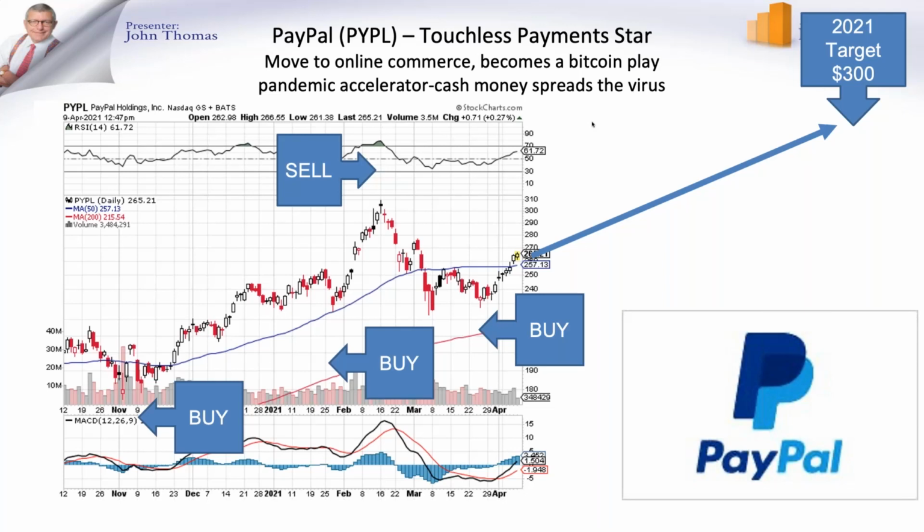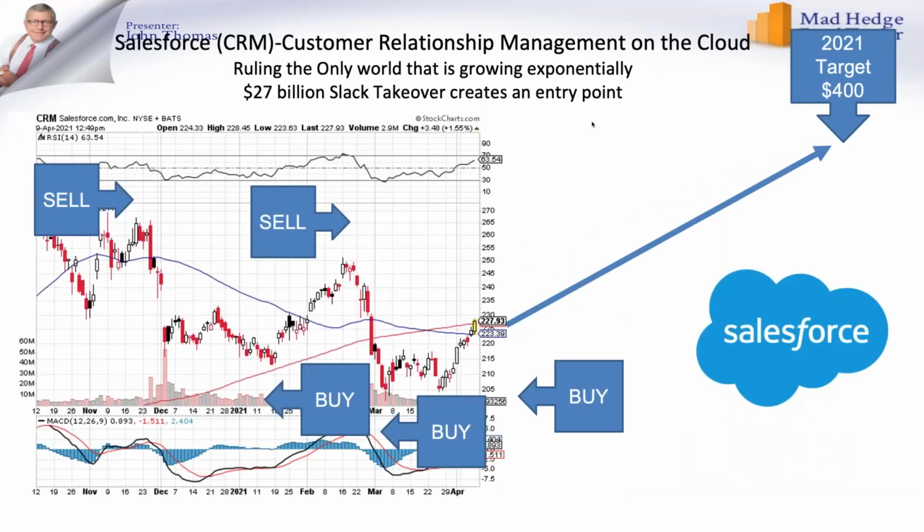So they become a Bitcoin play. Salesforce, a major customer relationship management stock. This is how large companies are moving their business entirely on the cloud. It's the only one in the world that's growing exponentially. We did get a slowdown in the stock from their $27 billion takeover of Slack, but that gave us a great entry point, and we're targeting $400 a share this year for Salesforce.